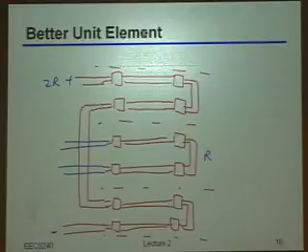And again, notice the whole trick here is that I did it in a way that I'm guaranteed that all the current flow directions work out, because every single unit element has both directions anyways. Okay?